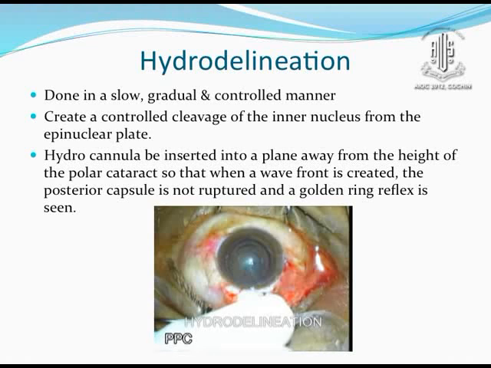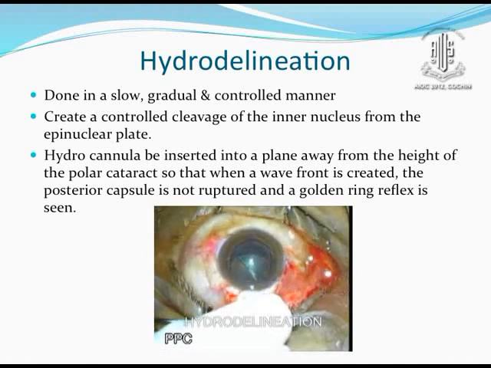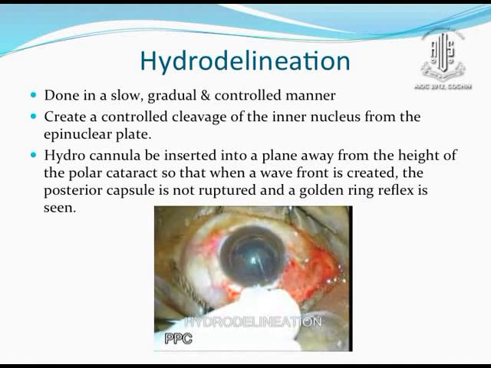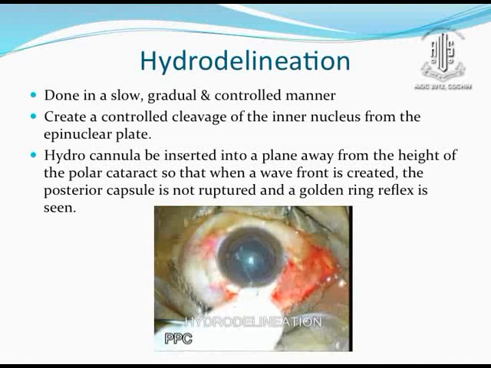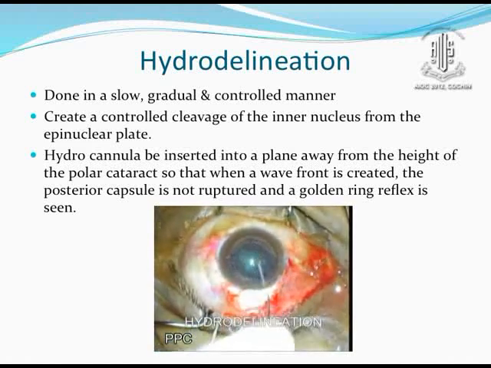Hydrodelineation has to be done in a slow, gradual and controlled manner to create a controlled cleavage of the inner nucleus from the epinuclear plate. The hydrocannula is inserted into the plane away from the height of the posterior polar cataract, so that the wavefront is created and the posterior capsule is not ruptured, and you see a golden ring reflex.